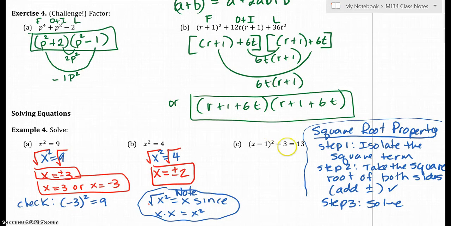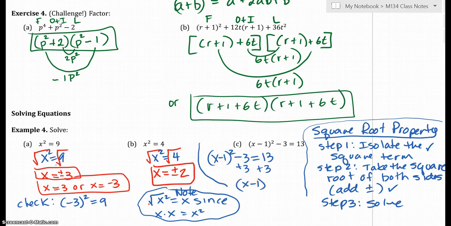Okay, so this one's a little bit harder, but you still do the same thing. The one thing we have to talk about is to do step 1 first. We're going to isolate that square term, not the variable. If you could isolate the variable, you would. So what that means is I'm going to add 3 to both sides first. So on the left, let's draw a line here so we do not confuse these. On the left, you have an x minus 1 squared. On the right, we have a 16.